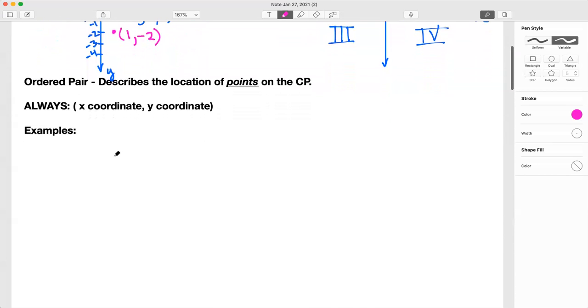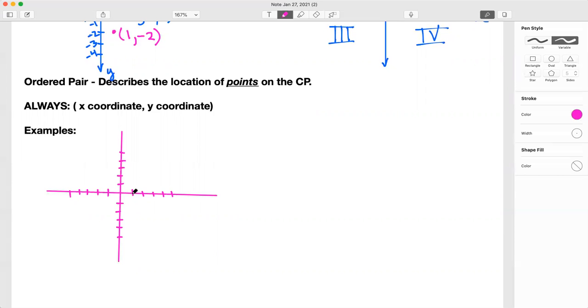Now, I already kind of gave you some examples up there, but sometimes we like to identify points with letters. So I'm going to make a coordinate plane here, and please make one with me. Not perfect, but it's okay. Try and make your lines as straight as possible when you draw these. A ruler is highly recommended.